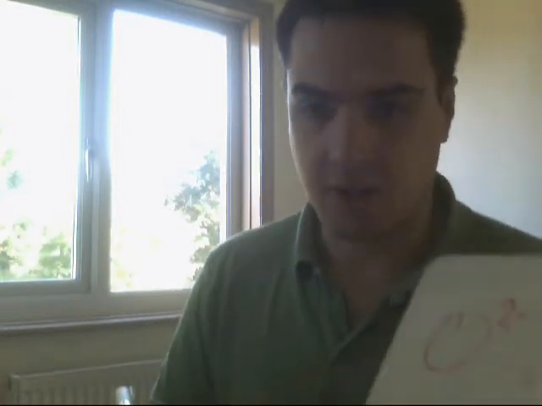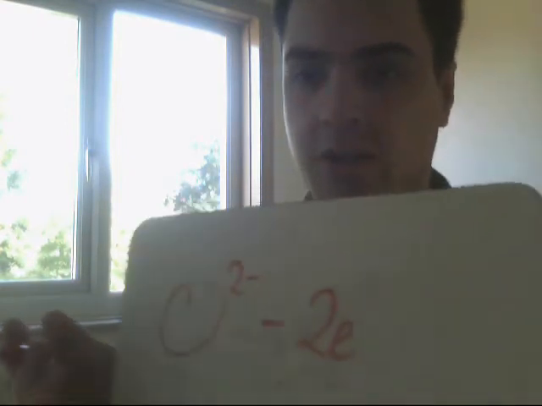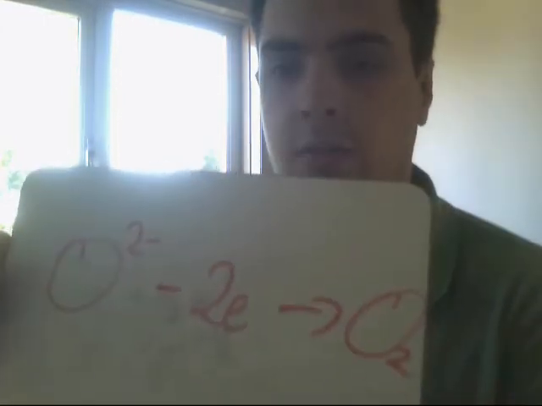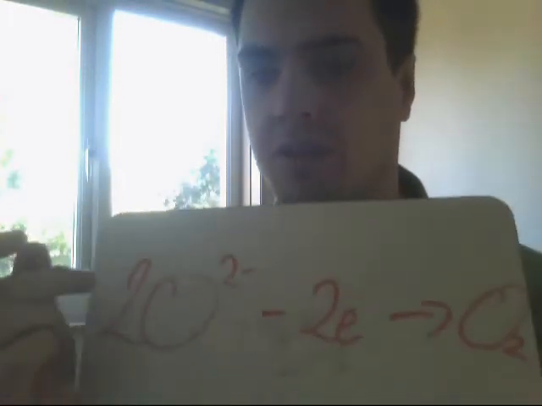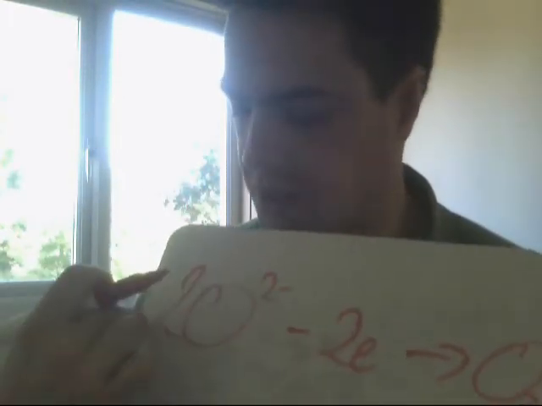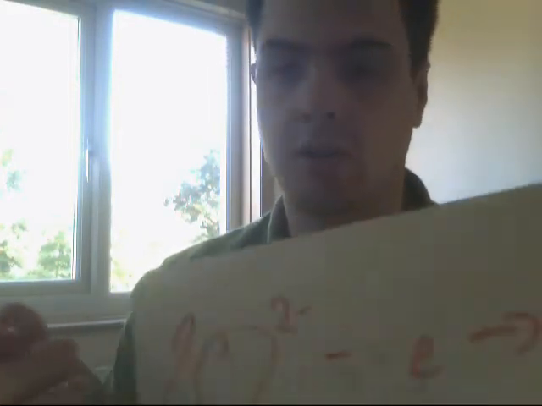If we did this in the lesson, oxygen is O2-. It's going to lose 2 electrons to form O2. But that's not balanced. We've got 2 oxygens on this side, 1 here, so we have to double this up. And if each oxygen loses 2 e-, we've got 2 oxide ions doing that, so we're going to have to lose 4 e-. So that's your balanced half equation for that.